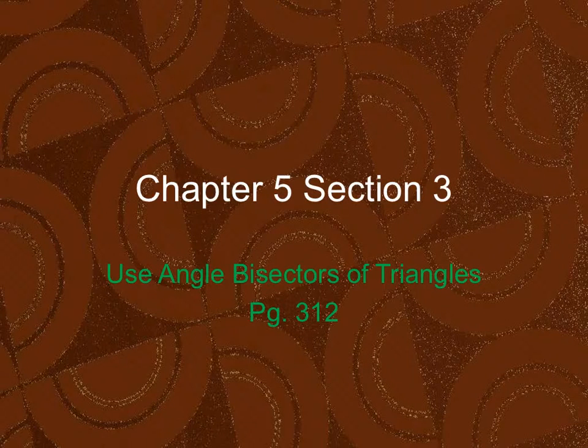All right, so chapter 5, section 3 is angle bisectors of a triangle. In 5.1 we talked all about midsegments. In 5.2 we talked about perpendicular segments, or perpendicular bisectors, sorry. In 5.3, angle bisectors. It's a lot of different stuff.